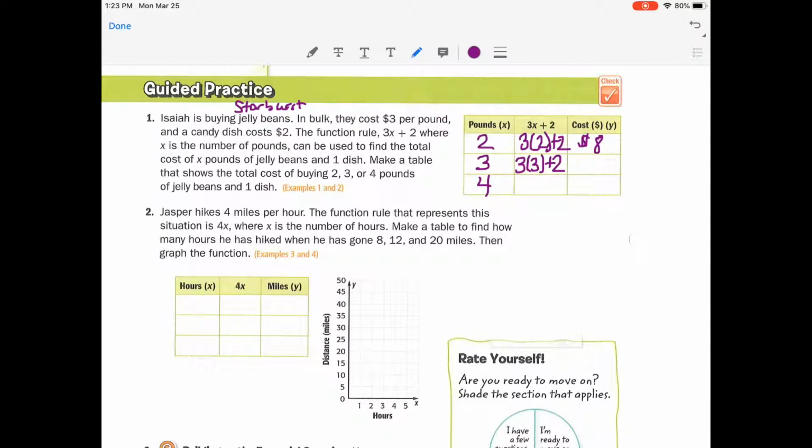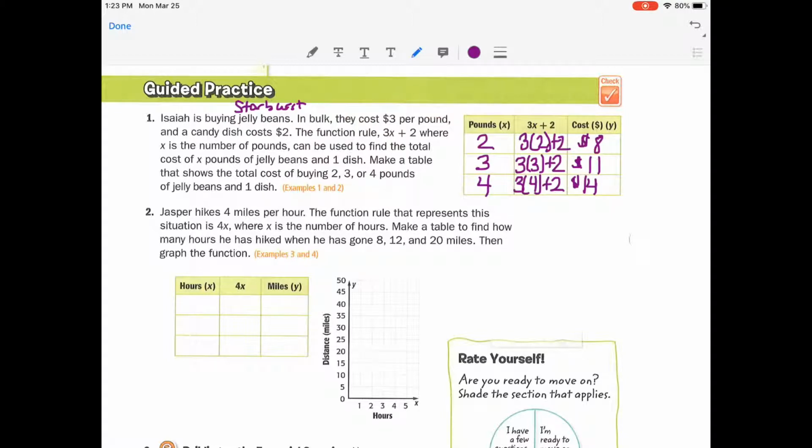Okay, the next one, we're going to go ahead and replace that x with 3. So we have 3 times 3 is 9. 9 plus 2 is $11. And then we're going to go ahead and replace it with 4. So 3 times 4 is 12, plus 2 is 14, and that one is finished. Okay, let's take a look at this next one.